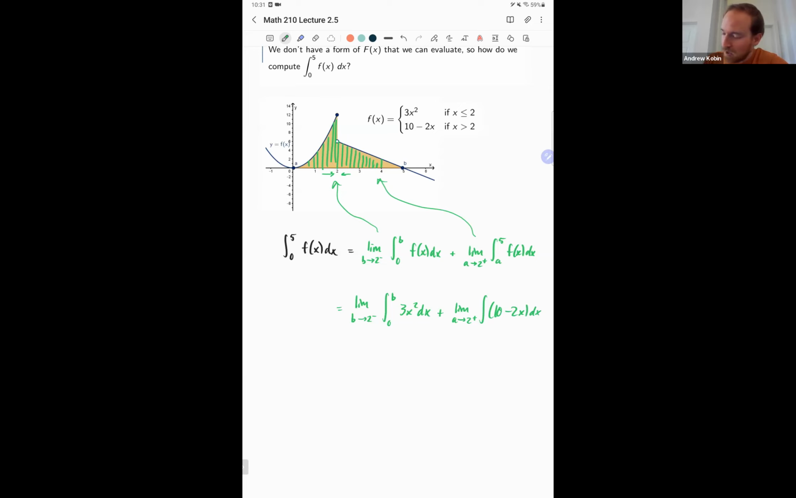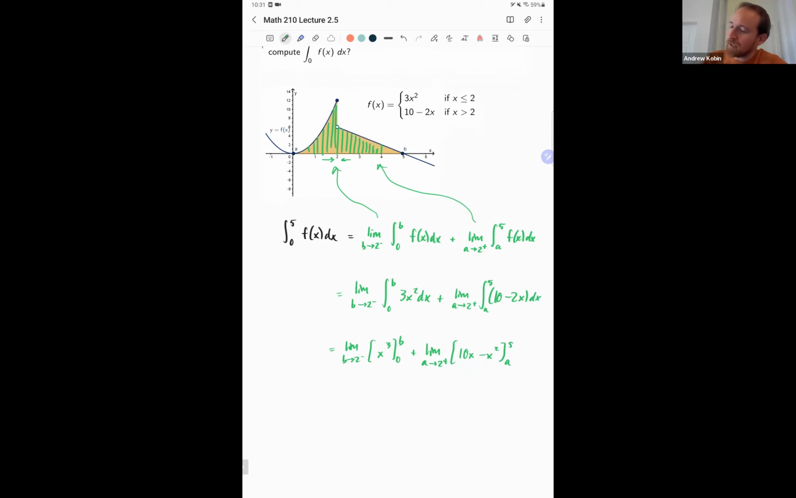I'm going to keep my limits around, and we'll have to plug those values in eventually, or somehow evaluate the limit. So as b approaches 2 from the left, we can integrate this function. This is an easy power rule. We'll get x cubed evaluated from 0 to b. On the other hand, let's keep our limit as a approaches 2 from the right around and evaluate this definite integral, which should be from a to 5. I forgot those. This will be, let's see, 10x minus x squared, again, evaluated from a up to 5.